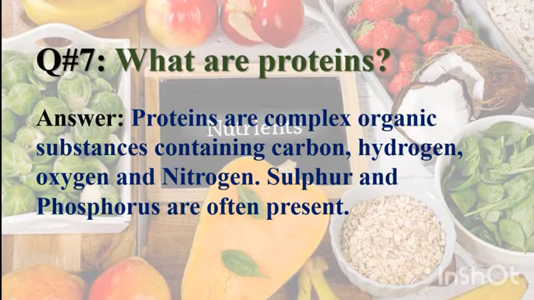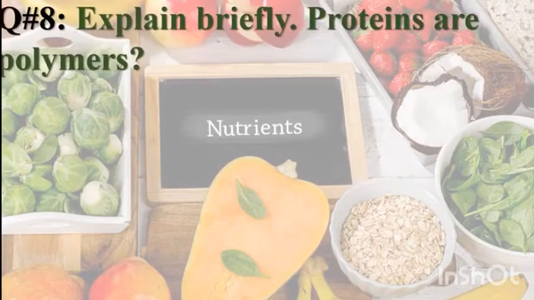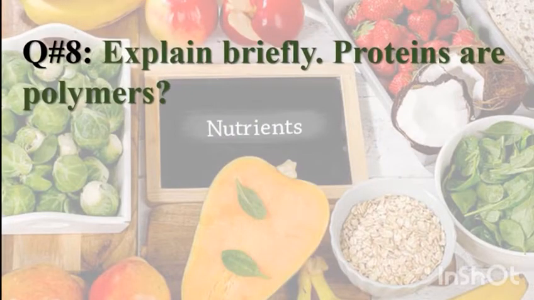They contain carbon, hydrogen and oxygen and nitrogen. Like 4 main chemical components are carbon, hydrogen, oxygen and nitrogen. Sometimes sulfur and phosphorus are also present. Next is explain briefly proteins are polymers. Like how can you explain that proteins are polymers?